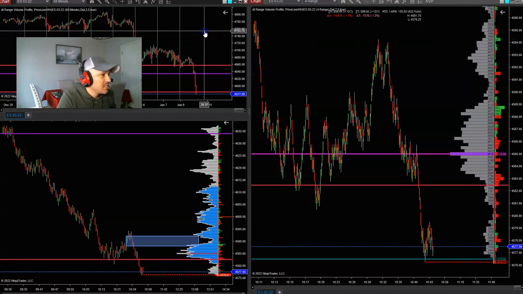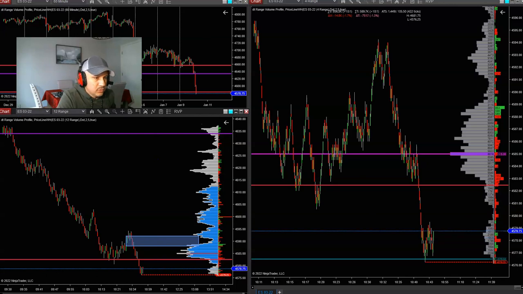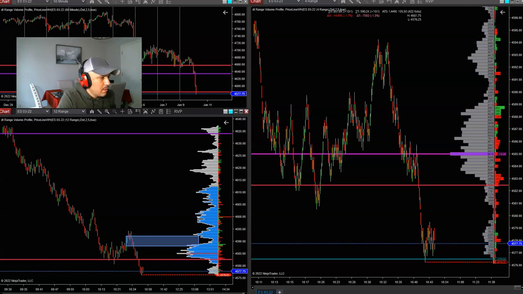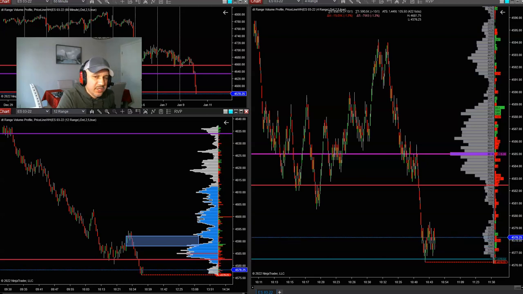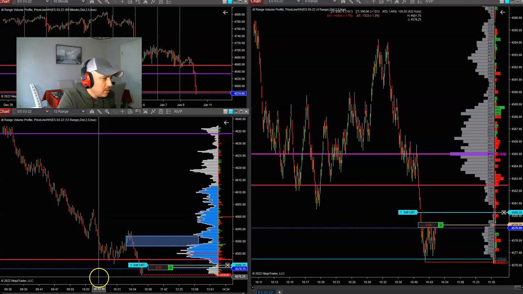Our volume profile on my 60-minute chart has disappeared on me, but that's okay. So like I said, my bias is to the downside right now because of price breaking market structure, definitely looking at the higher time frame, the 1 hour. But you can definitely trade off the 12 range and use that as a higher time frame. Okay, I'm going long, guys.